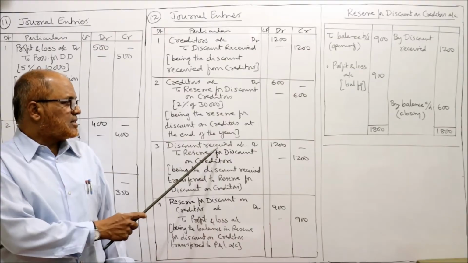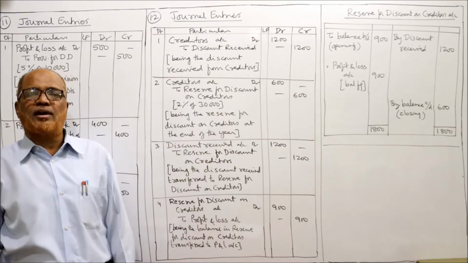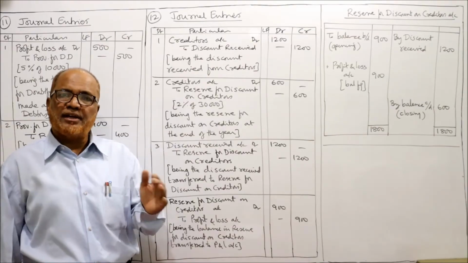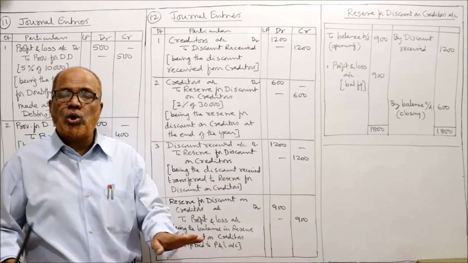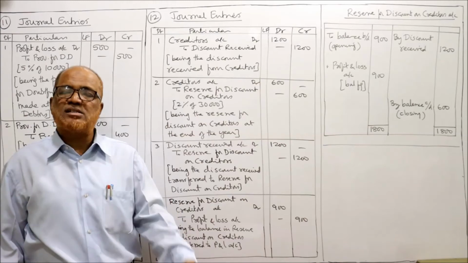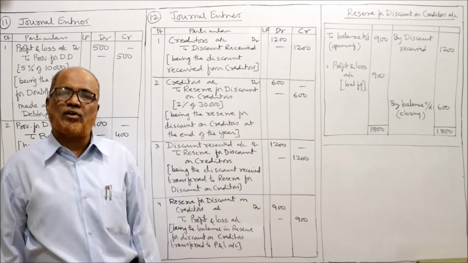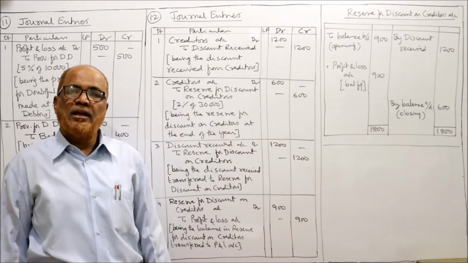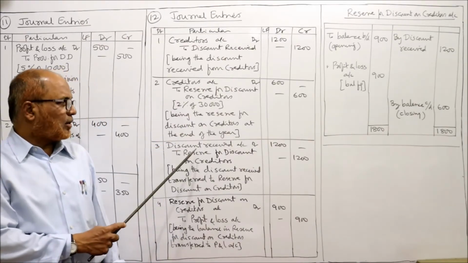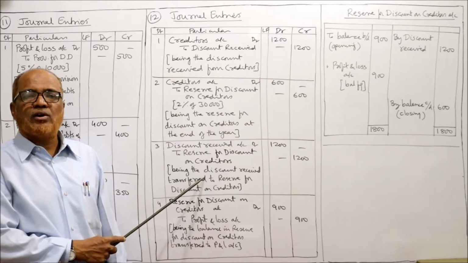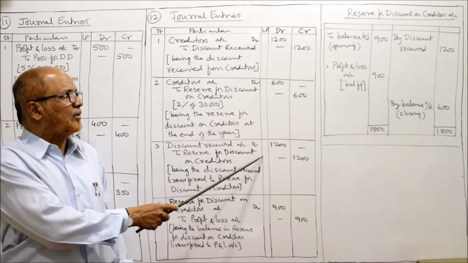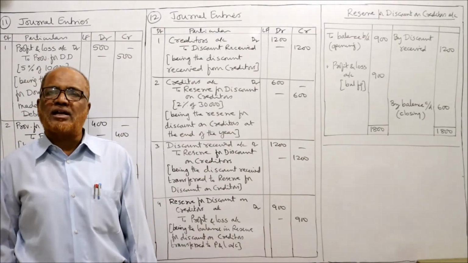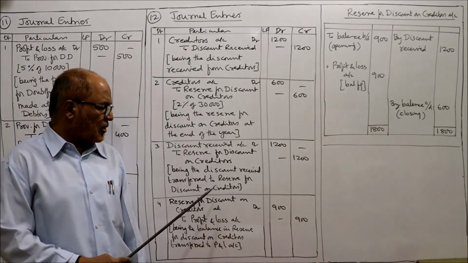Now, discount received account debit to reserve for discount on creditors. This discount received we have credited in the first entry. Now we have to close it. We have to transfer this discount received to reserve for discount on creditors. So here in the first entry we have credited, now we debit. So discount received account debit to reserve for discount on creditors, 1200 rupees. This 1200 rupees we have transferred. Being the discount received transferred to reserve for discount on creditors.